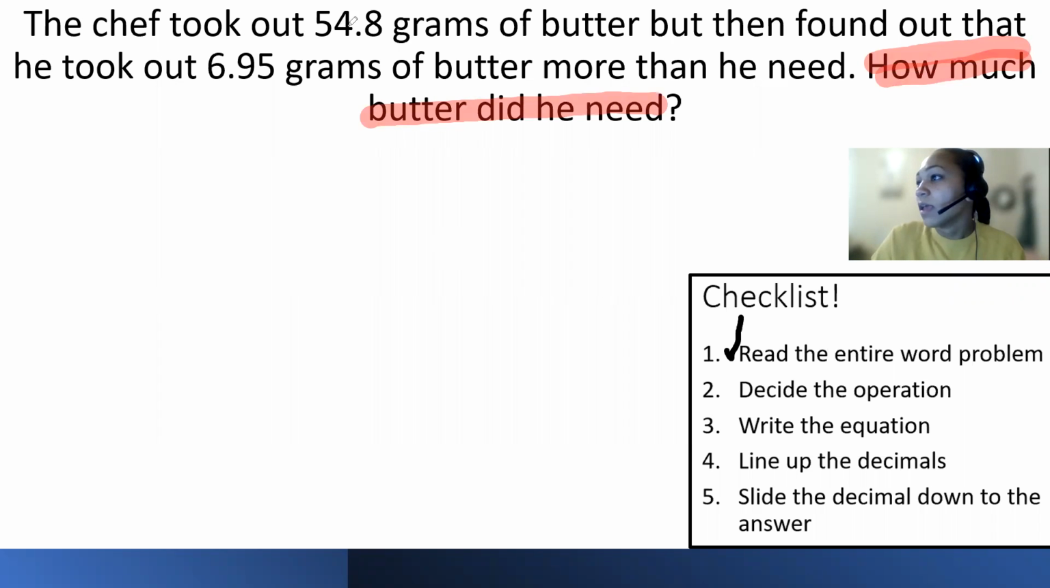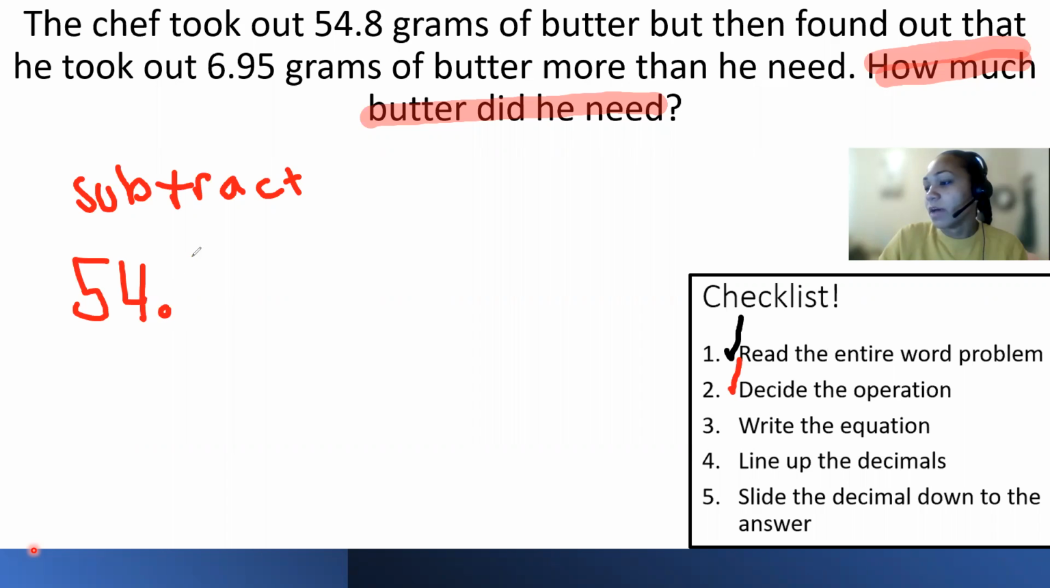So the chef took out 54.8 grams of butter, but then found out that he took out 6.95 grams of butter more than he needed. So if I take out a jug of water and I pour it into a cup. And then I'm like, that's too much. This is more than I need. Let me pour some back. I took some away when I poured it back. So because I am taking away by pouring back, I am subtracting. We will be subtracting. So we decided the operation. Now we have to write the equation out.